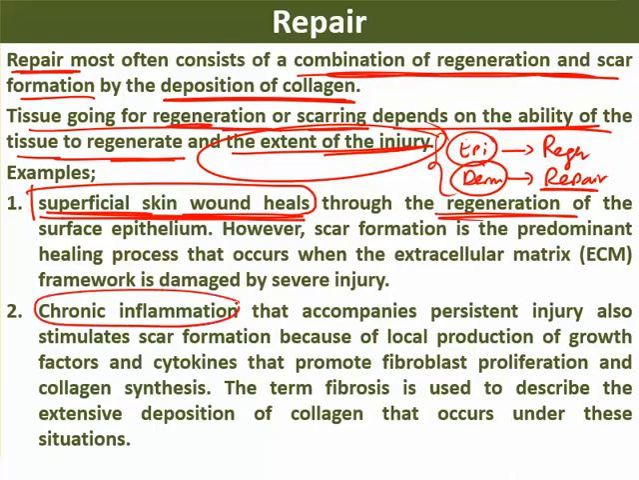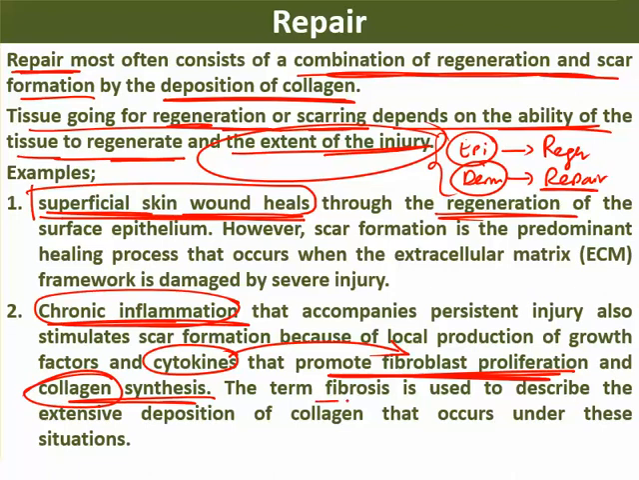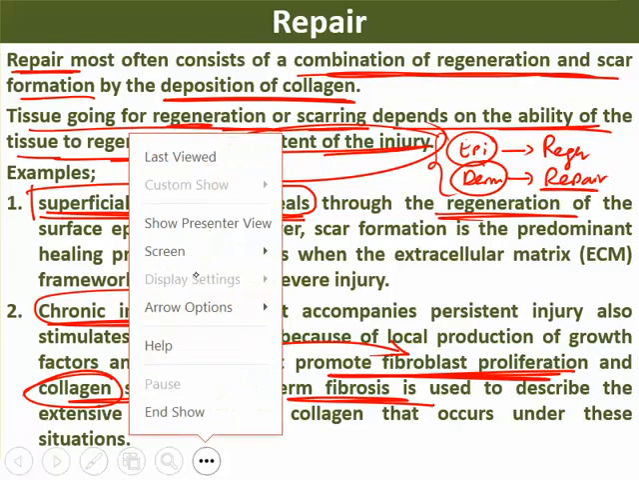So you all know in chronic inflammation, the outcome is fibrosis, right? Because in chronic inflammation, inflammation plus healing happens together because of cytokines, which keep on promoting fibroblast proliferation and collagen synthesis. Collagen comes from fibroblast. The cytokines will keep on stimulating the fibroblast, and the fibroblast will produce collagen that results in fibrosis. So up to this, let us summarize.